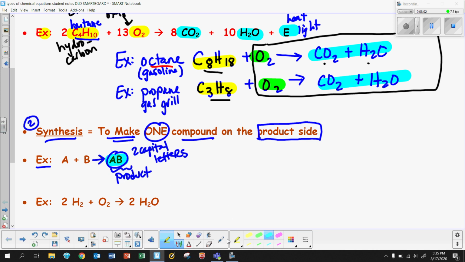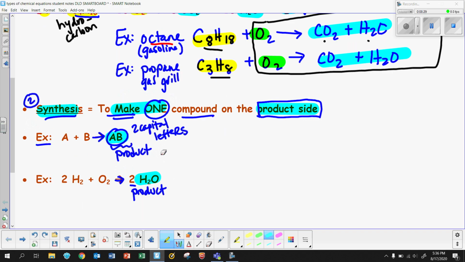Okay, now if we look at the second example, again, here is our arrow, and this is our product side, and we have one product. Yes, I know that you see a 2 there, but there's only one compound on that side, H2O. So that's one product. We are synthesizing, we are making one product. So if you have one product, there's not plus anything else to the right of the arrow, then it is a synthesis reaction. All right, so again, you may want to make this as a note. Synthesis will have one substance to the right of the arrow.